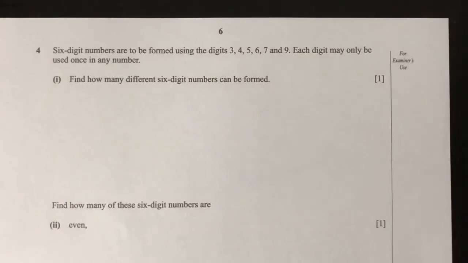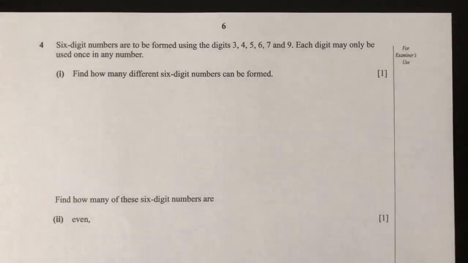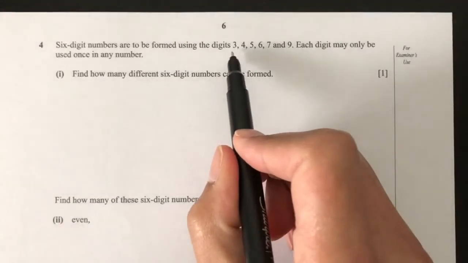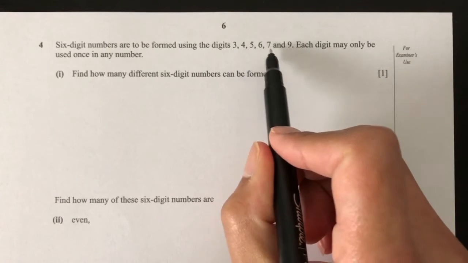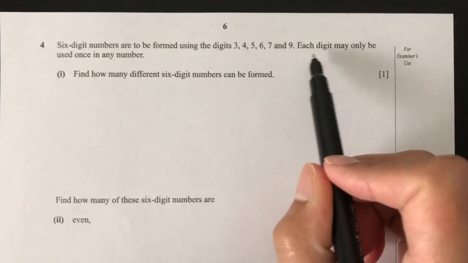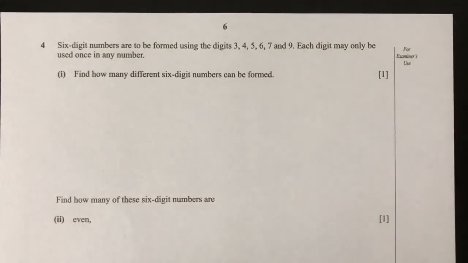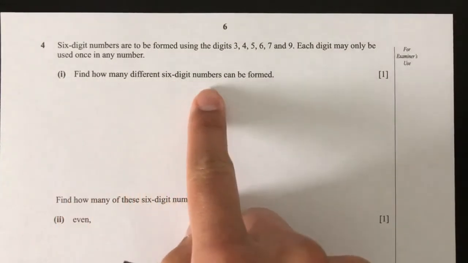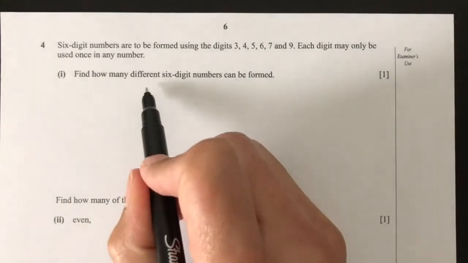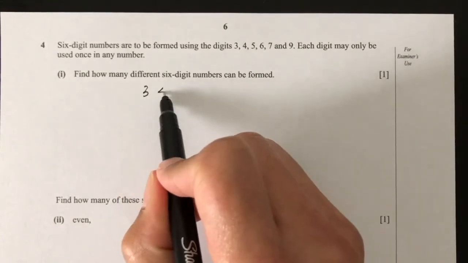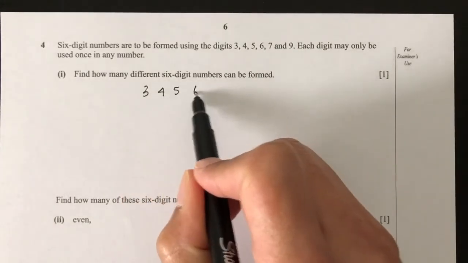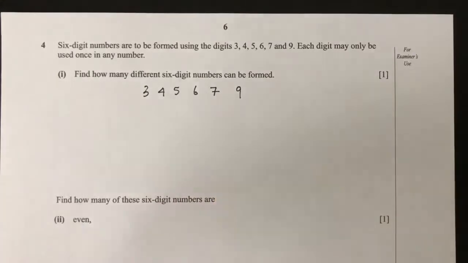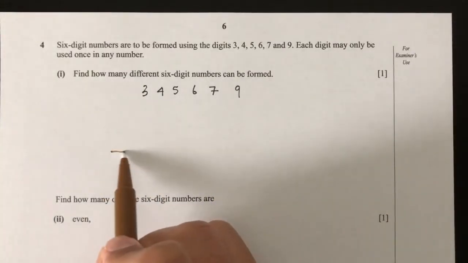Now let's move on to question number 4. So we have 6 integers here, are to be formed using these numbers. We have 3, 4, 5, 6, 7, 9. So each digit may be used only once. First one, find how many different 6-digit numbers can be formed. So from these numbers we have 2, then we have 3, 4, 5, 7, and 9. So from these numbers we would like to form a 6-digit number.